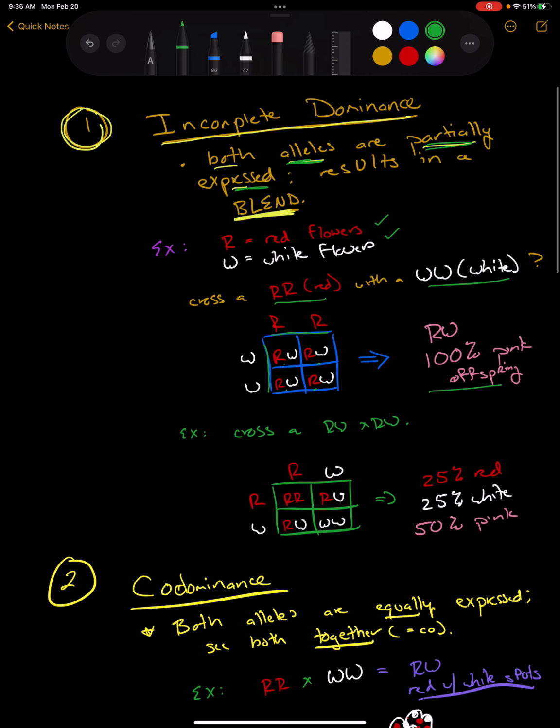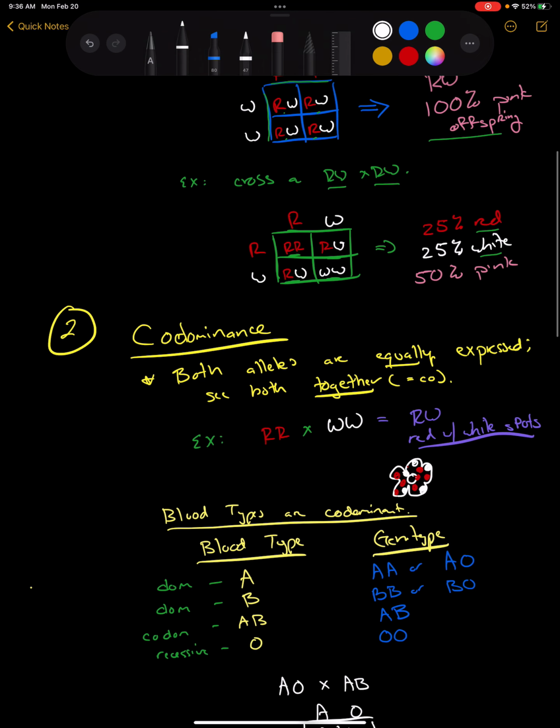So what happens if I cross a pink flower with a pink flower? Well, if I look at the boxes, so here's one parent, here's the other. Say 25% of my offspring will be red, 25% offspring will be white, and 50% will be pink. And so I don't think that's very hard to understand, just the fact that we get a blend now instead of getting one or the other trait.